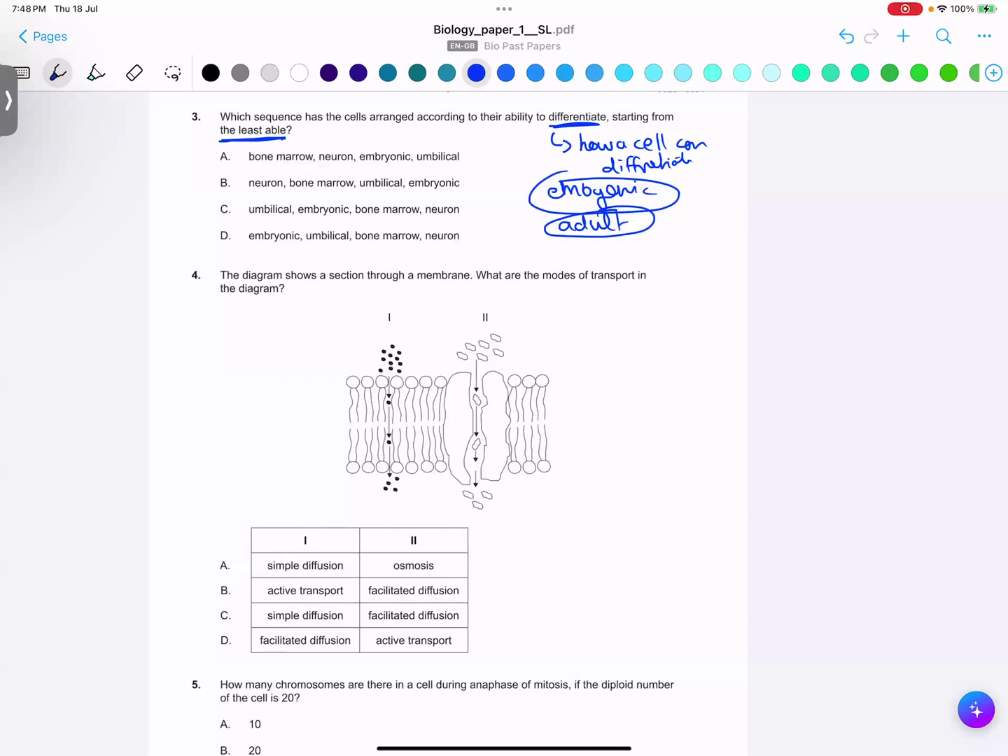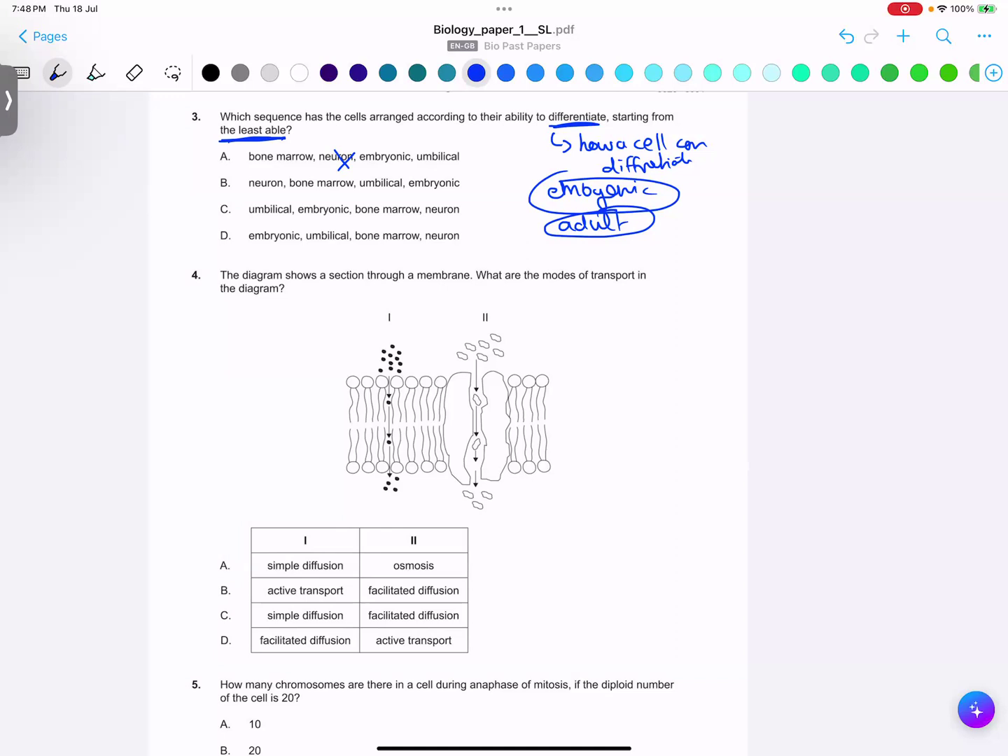Okay, so now we need to actually read our questions. Now we have the least ability. Keep in mind the least ability. So we need the ones that differentiate the least. Basically, we need a cell that is specialized. The first one we have is bone marrow, neurons. So we automatically know this is wrong because neurons are actually extremely specialized cells.